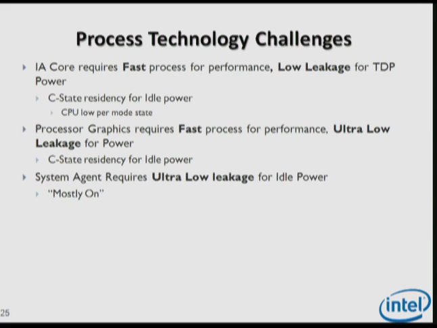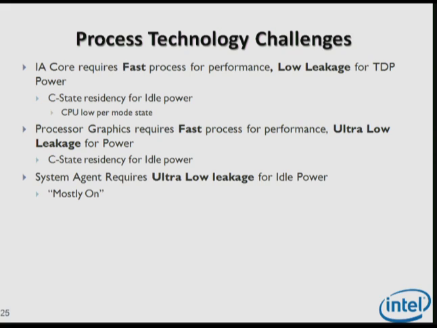In terms of integration challenges, first and foremost was a process technology challenge. We have different modules for the first time integrated on one piece of silicon, and these different modules architecturally require different process, different transistors. For the IA core, we want as much performance as we can possibly get, so we need a fast process. On the other hand, for active power, we need a low leakage process. In terms of idle power, it's not an issue for the process because we have C-state residency, and we take the IA cores into deep C-states, so we do not have an idle power issue.